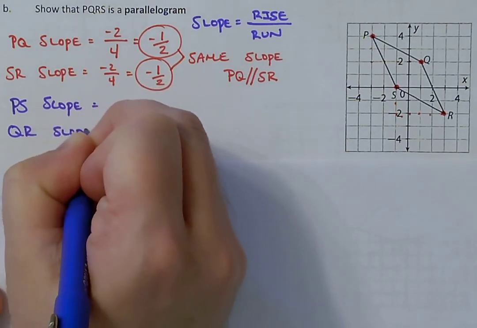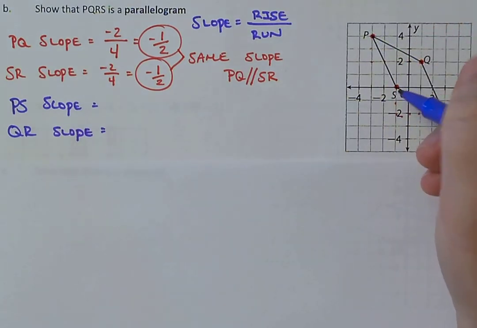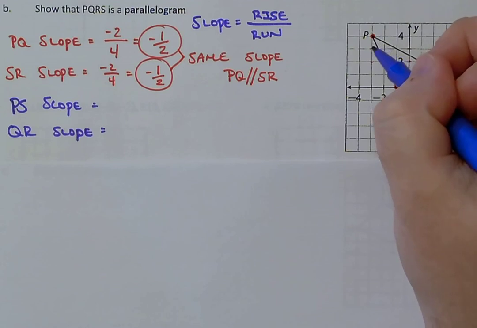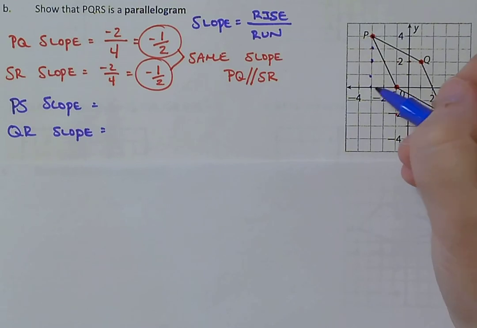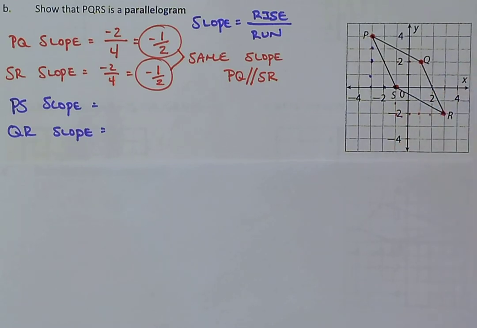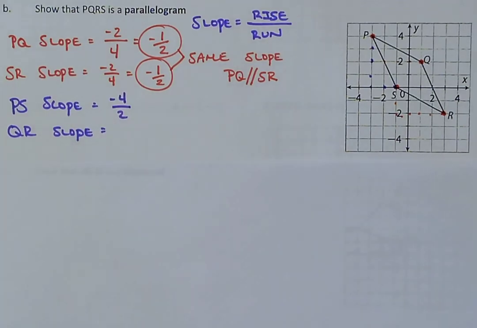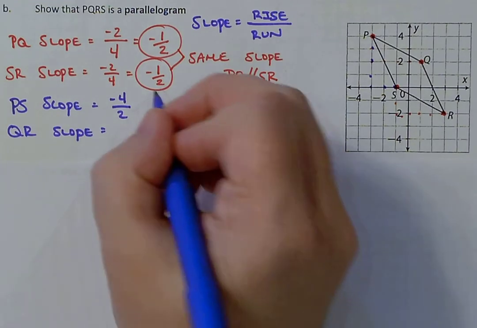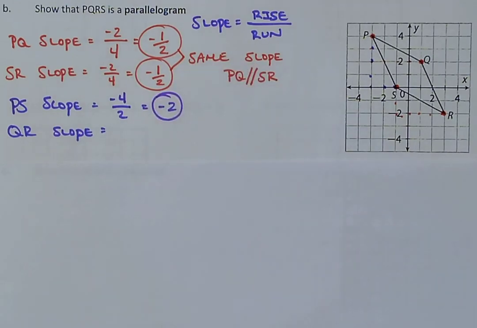If we look at PS, we have to figure out from P to S how much we go up or down, and then left or right. So from P to S, we go down 1, 2, 3, 4, and then we're going to go to the right 1, 2. So we went down 4 to the right 2. That's going to be negative 4 over 2, which simplifies to negative 2. So the slope of PS is negative 2.